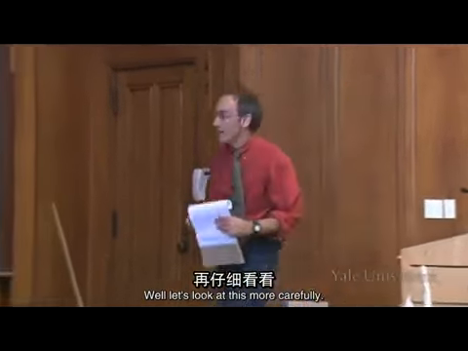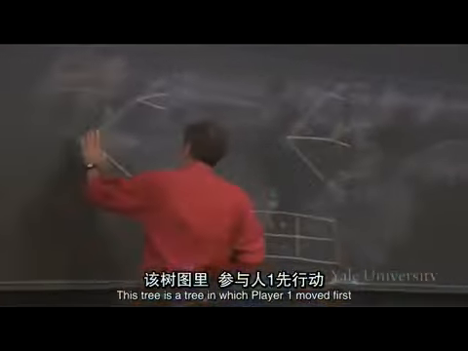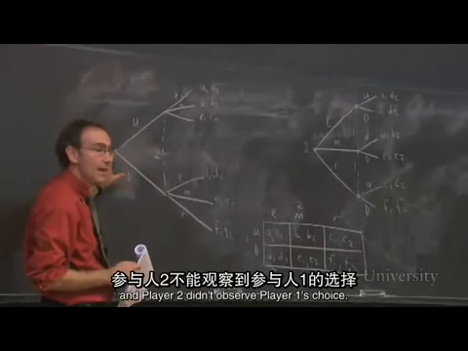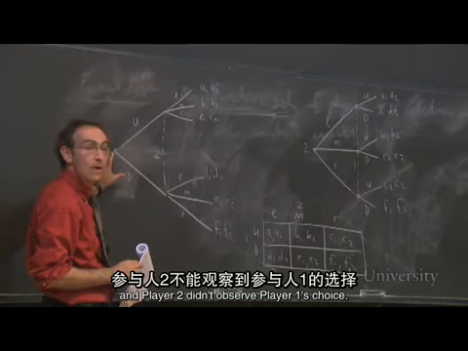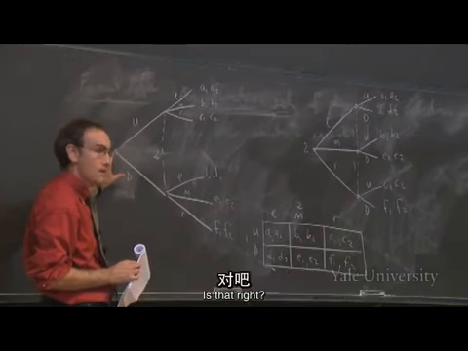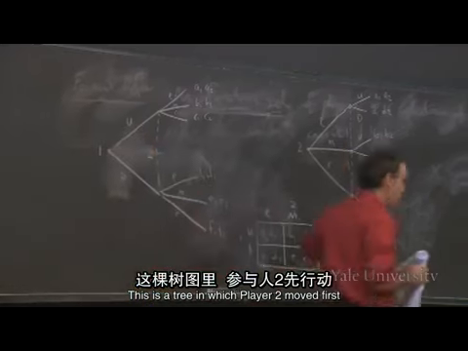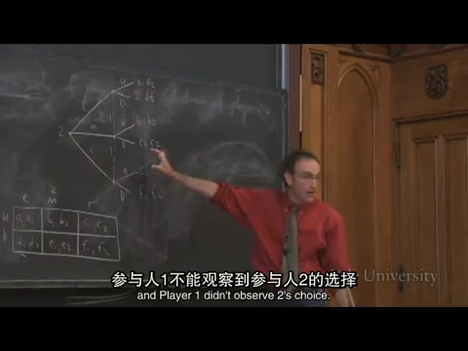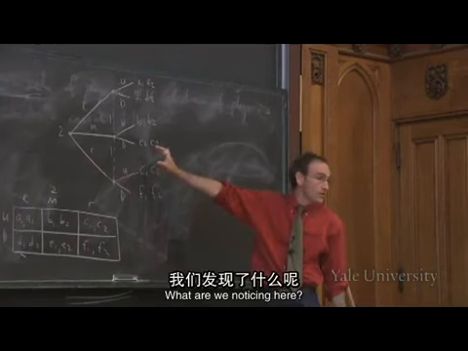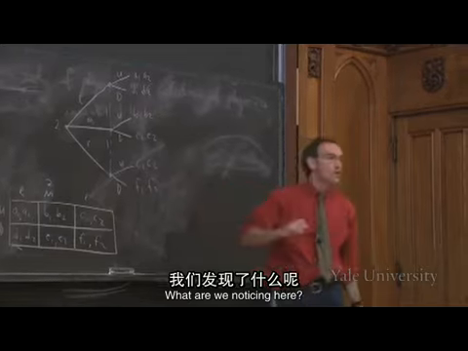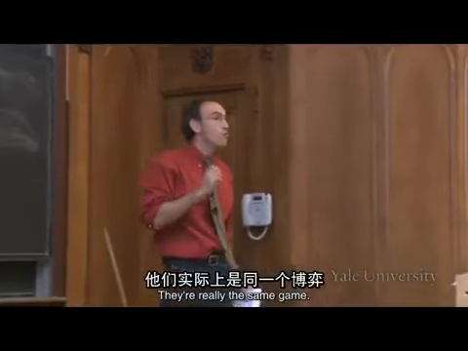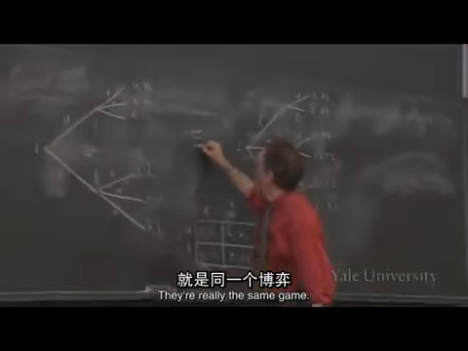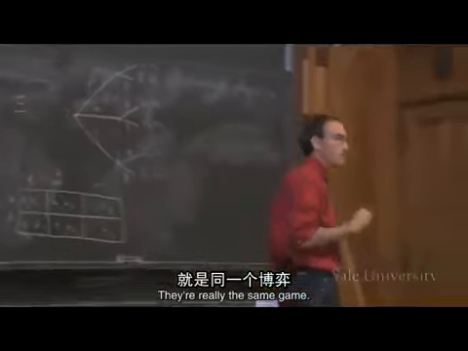Let's look at this more carefully. This tree is a tree in which player 1 moved first, and player 2 didn't observe player 1's choice. Is that right? This is a tree in which player 2 moved first, and player 1 didn't observe 2's choice. Right? What are we noticing here? They're really the same game. There's no difference between these 2 games. They're really the same game.